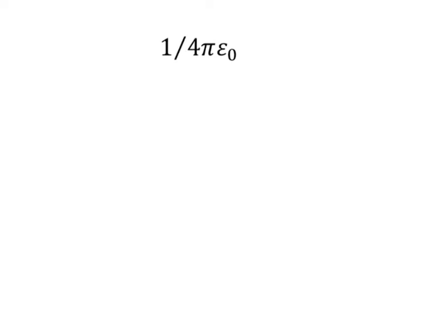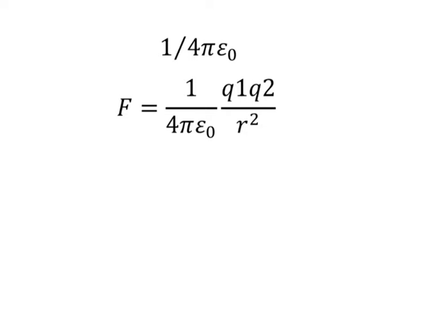Magnitude of force. For historical reasons and because doing so simplifies many other formulas, the electrostatic constant K in equation C1 is often written as 1 upon 4 pi epsilon 0. Then the magnitude of the electrostatic force in Coulomb's law becomes F is equal to 1 upon 4 pi epsilon 0 times Q1 Q2 divided by r squared.